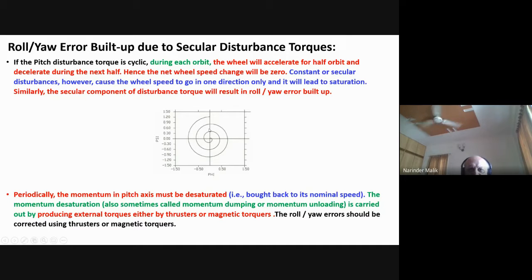So basically it's diverging, but the overall period, starting from here and building up until you come here, is one orbit period. So that's how the spacecraft roll yaw errors build up, and this error is getting converted to roll and yaw. Whenever roll exceeds the acceptable threshold, you fire a thruster or you control with the magnetic torque.